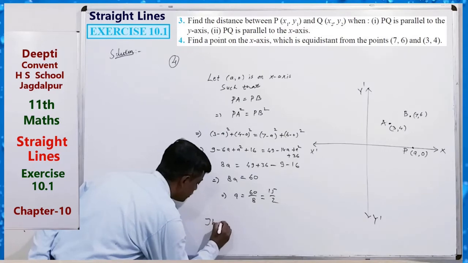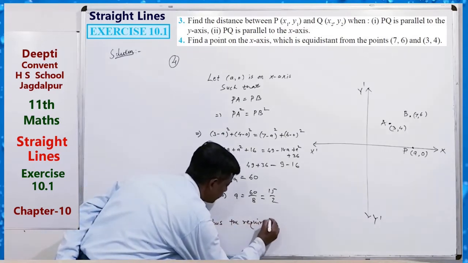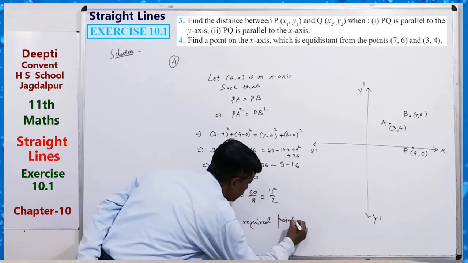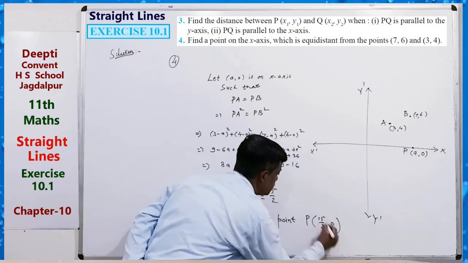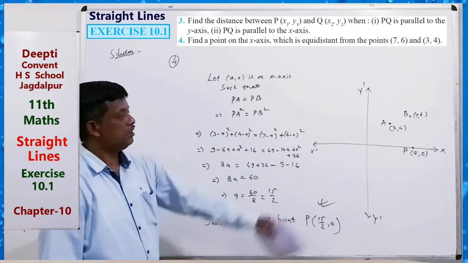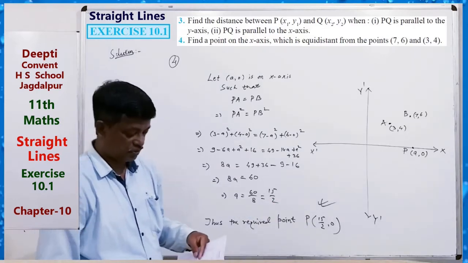Thus the required point P is (15 by 2, 0). This is our required point, where the value of a is 15 by 2, so (15 by 2, 0).